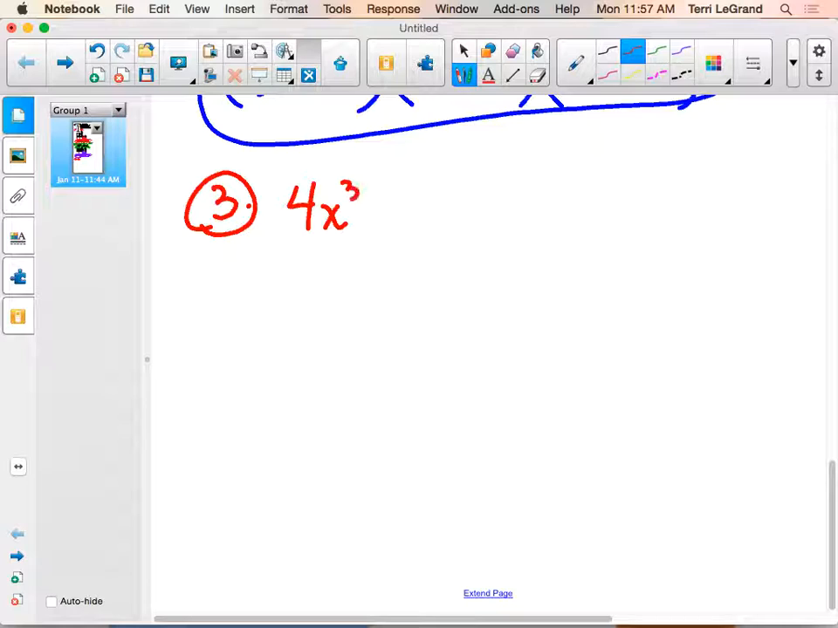4x cubed minus 6x squared minus 12x plus 18. Okay, is it a 2-term polynomial to start with? No, so when it isn't, what are we going to do? Change subtraction to add the opposite. So let's get it renamed.